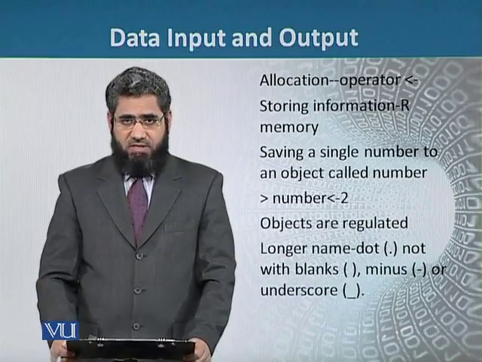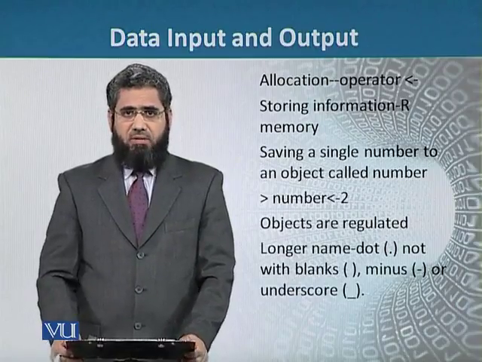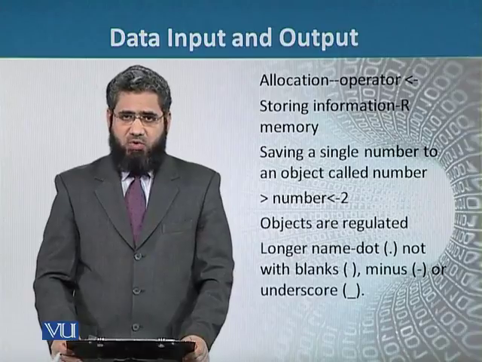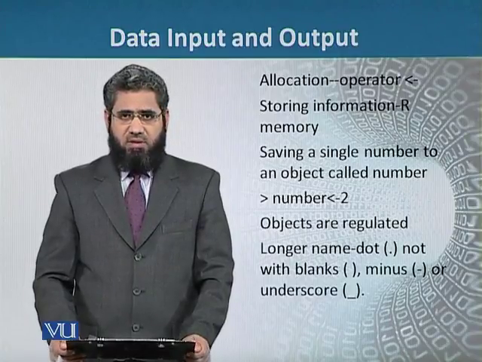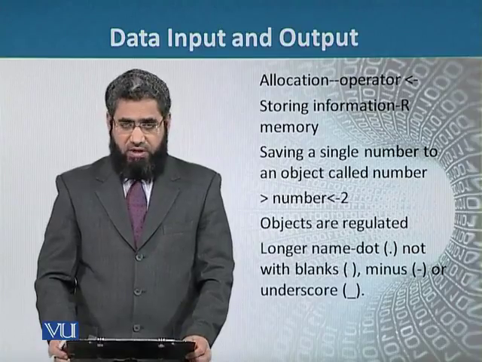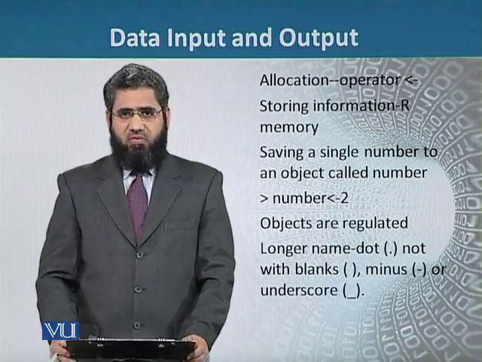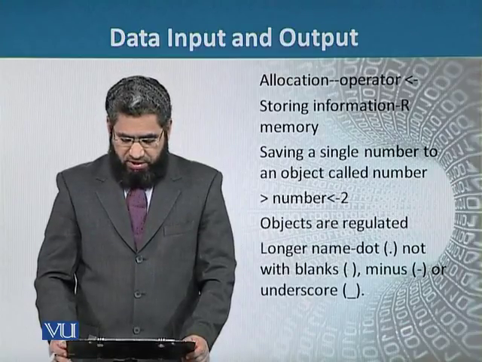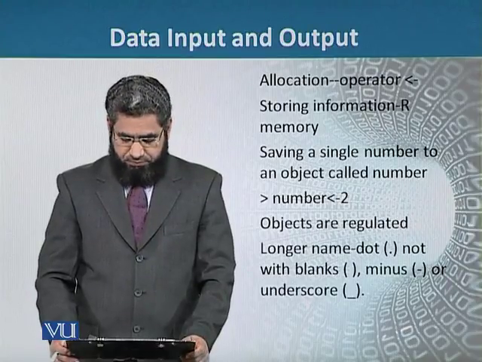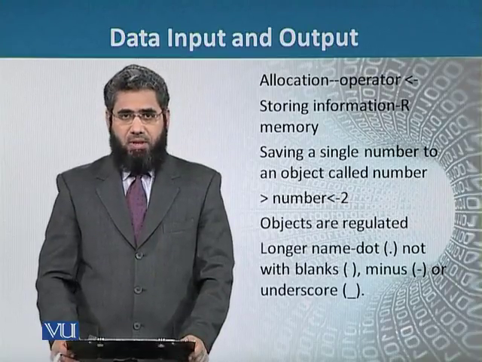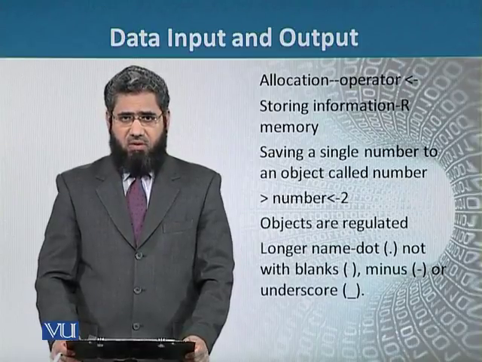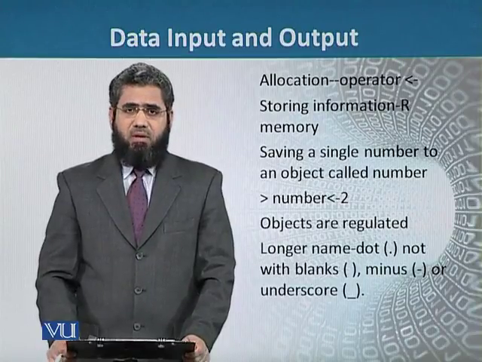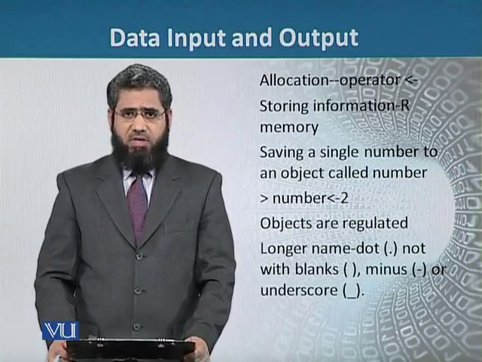We know that object names are also regulated: they cannot start with a number, and they should not contain any special characters. If the name of the object is very lengthy, then we can divide it into two parts by simply adding a dot between the two. And we cannot use a blank, the minus sign or the underscore sign. And further, we cannot use the names of functions as object names.